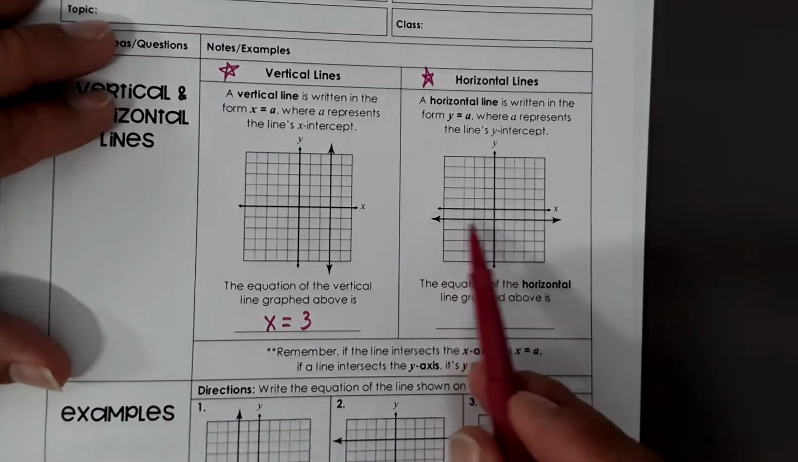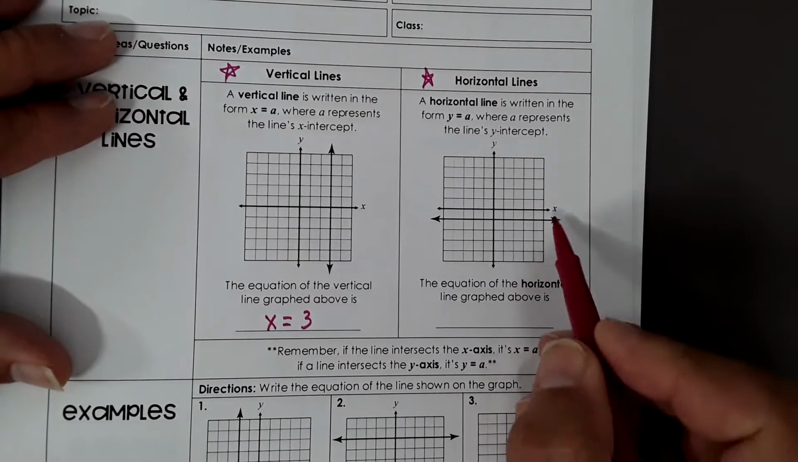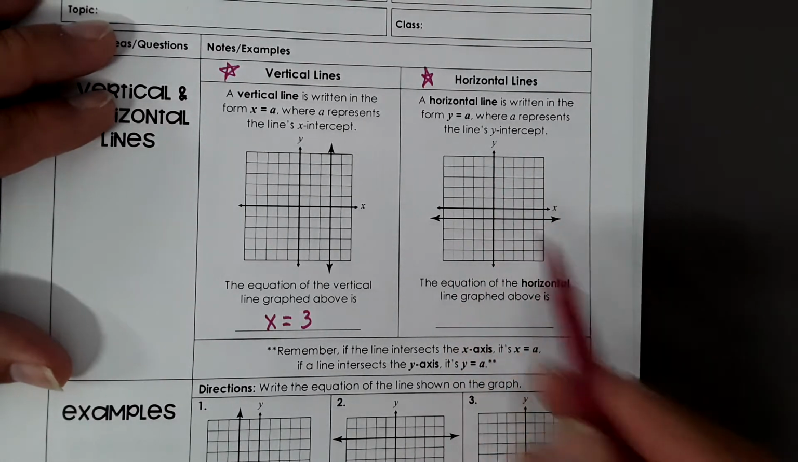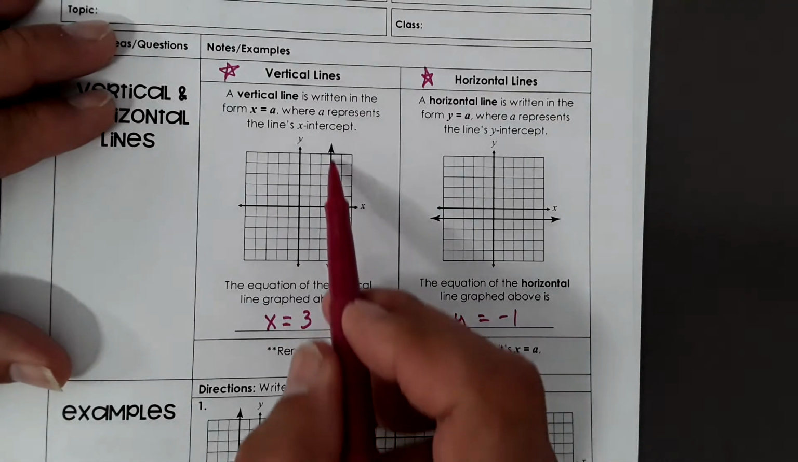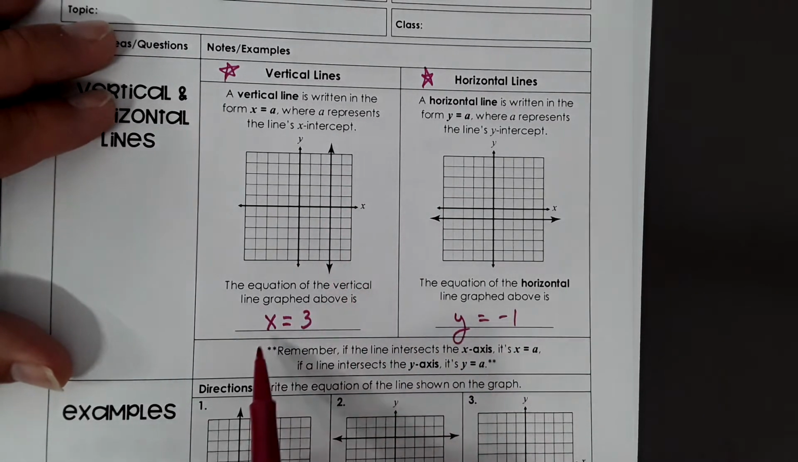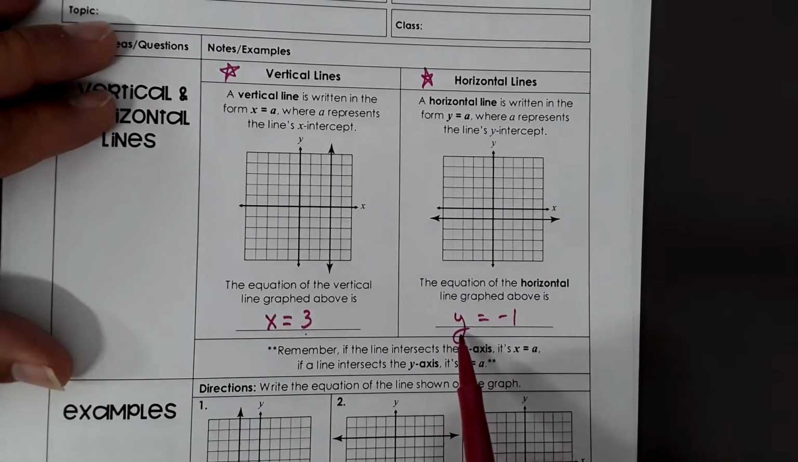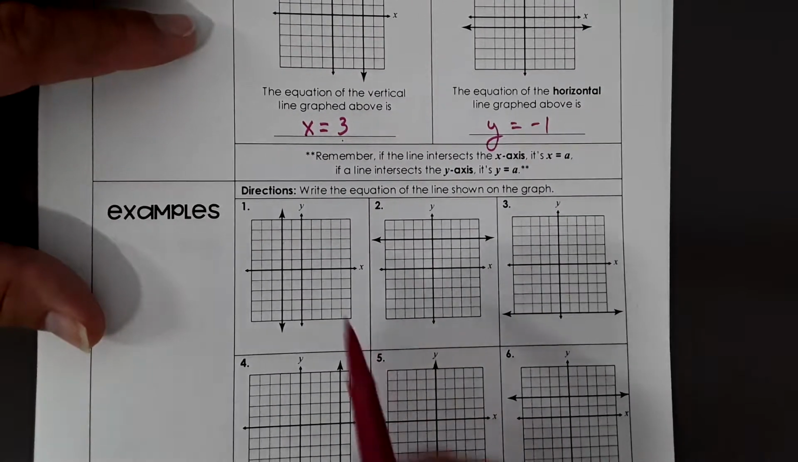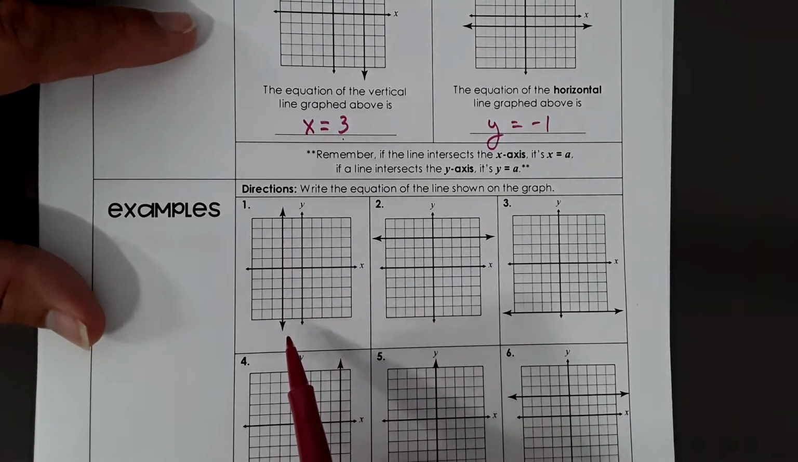Okay, let's look at the horizontal line. This horizontal line here crosses the y-axis. See, it doesn't cross the x-axis. It crosses over the y-axis right here at -1. So that's the equation. The vertical line crosses through the x-axis at 3. This one crosses through the y-axis at -1. So that's the trick.